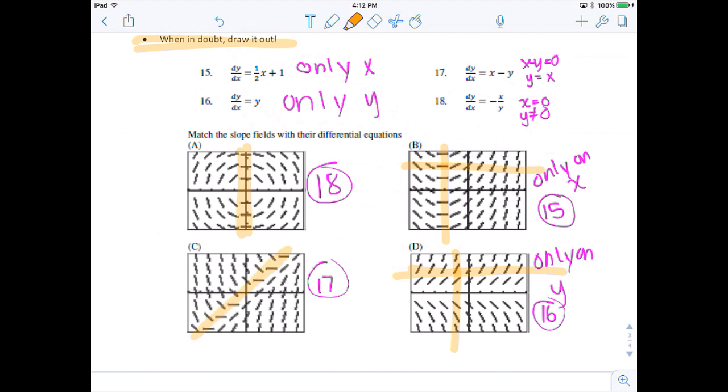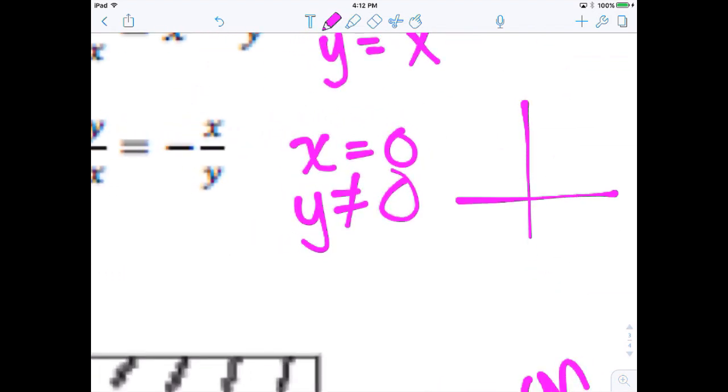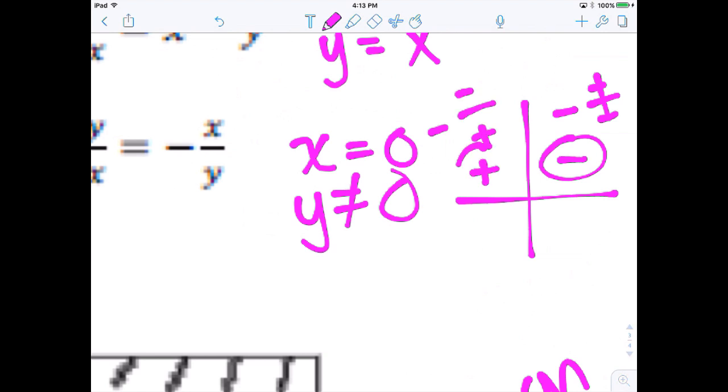Now, the other way I want to really think about 18 is in relation to quadrants. So you've got negative x over y. If you think about this, negative x over y, in the first quadrant you would have negative over a negative, which would be positive. So it should be negative in that quadrant. In the second quadrant you would have negative and then negative over a positive, so your slope should be positive in that quadrant. Third quadrant is the same as the first quadrant.